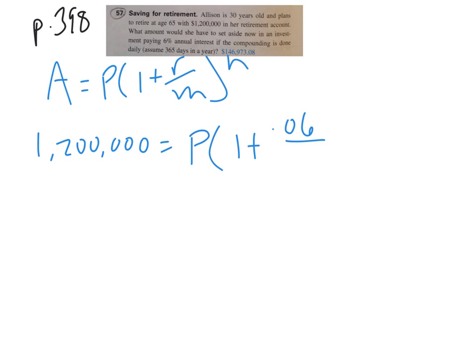Now the compounding is done daily. So they said assume 365 days in a year. You can always assume that, by the way. So M will be 365. Remember, because it's compounded daily, it's compounded once a day, which is just 365 times a year.